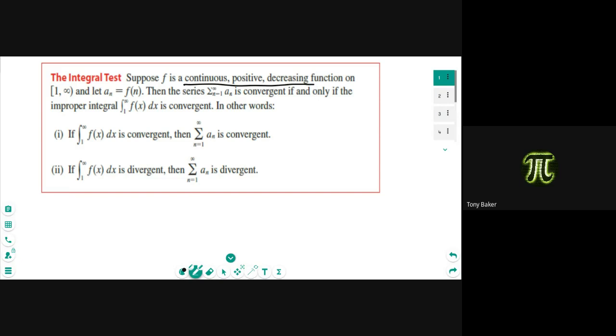A lot of times you're going to be able to look at the function and go, yep, that's continuous. Yep, that's always positive. Yep, it's decreasing. If you can't, just by looking at it, then you're going to have to do some calculations. Continuous, how do we determine if something's continuous?